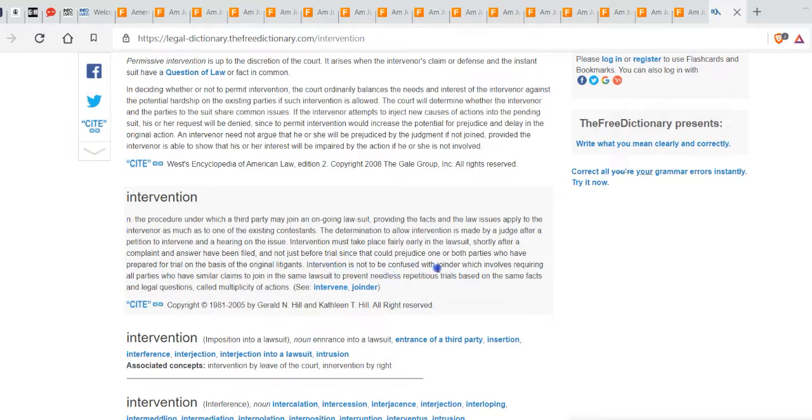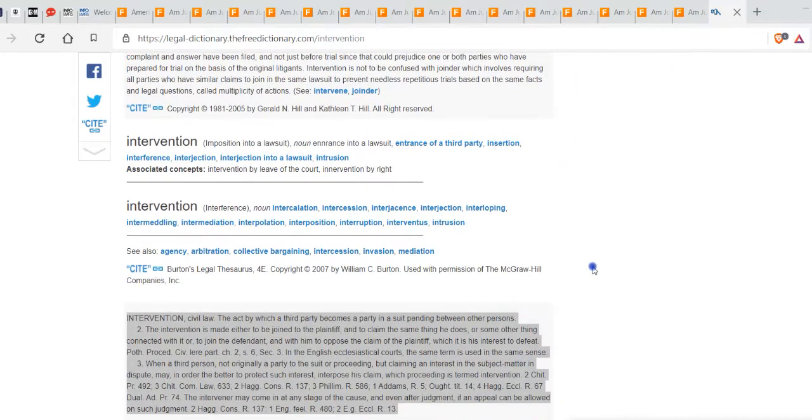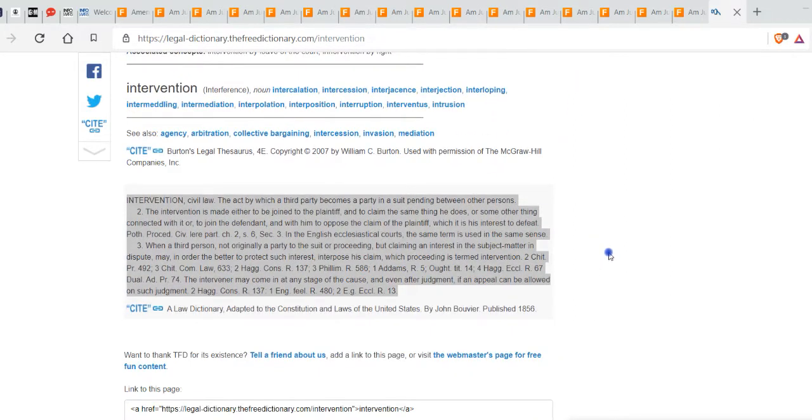Intervention is not to be confused with joinder, which involves requiring all parties who have similar claims to join in the same lawsuit to prevent needless repetitious trials based on the same facts. Okay, so legal questions called multiplicity of actions. So it sounds like you could possibly join or intervene, right, as a third party. And this is why I cut and pasted this and put it in my paperwork.